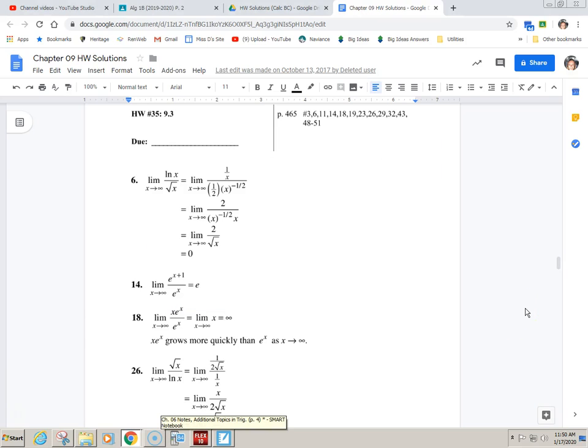Alright. You guys can start checking the evens. Number 6. Limit is 0, so I forget who you were comparing. Square root of x is faster, right? Who were you comparing for number 6?